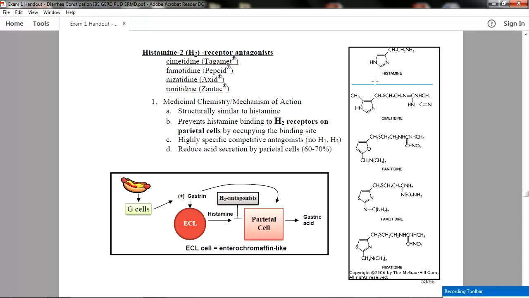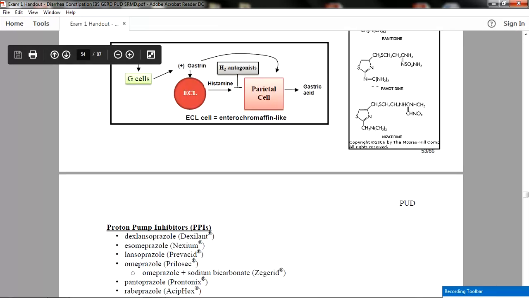So these are not going to cause drowsiness. These are not your normal H1. These are H2. Your H1 blockers are also not going to block H2, so they won't help for acid or anything like that. So they're very, very specific, so we don't have to worry about cross-reactivity.